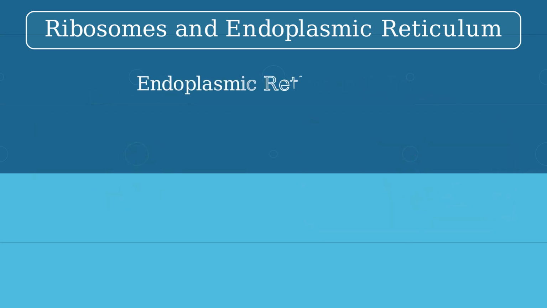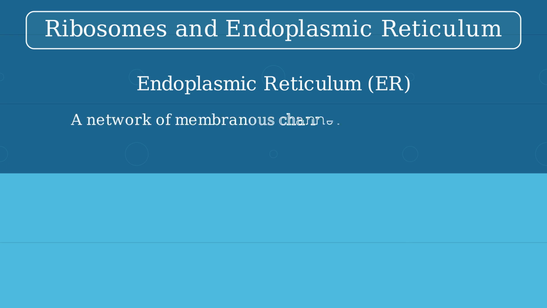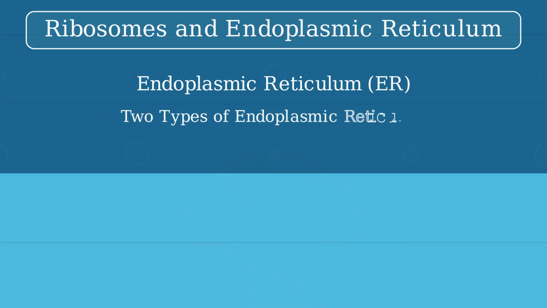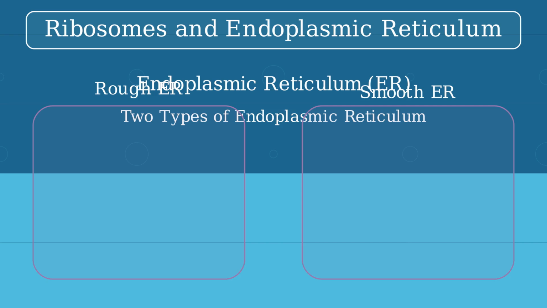The endoplasmic reticulum, or ER, is a network of membranous channels found in eukaryotic cells, typically located near the nucleus. These interconnected membrane tubules and flattened sacs form a complex network throughout the cytoplasm, extending from the nuclear envelope. There are two types of endoplasmic reticulum: rough endoplasmic reticulum and smooth endoplasmic reticulum.